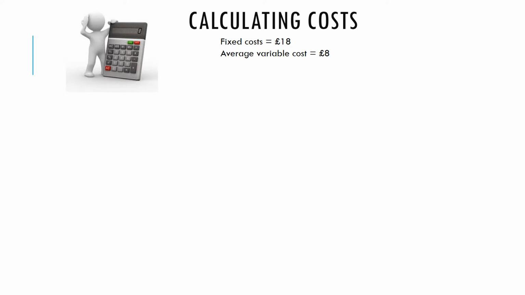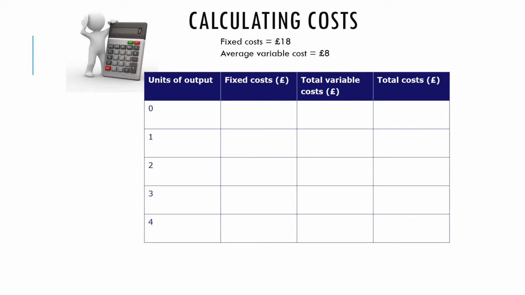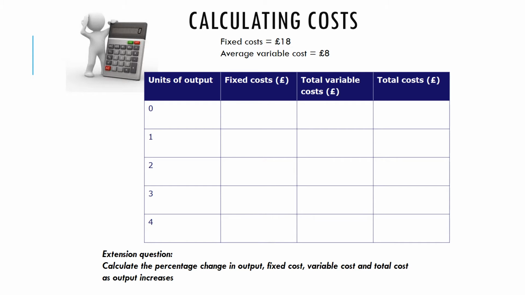Right, let's have a go at calculating some costs. In the table below, we've got units of output on the left-hand side. We've got a column for fixed costs, and a column for variable costs, and a column for total costs. What I'd like you to do is pause the video and see if you could fill in the numbers in the gaps in the table.